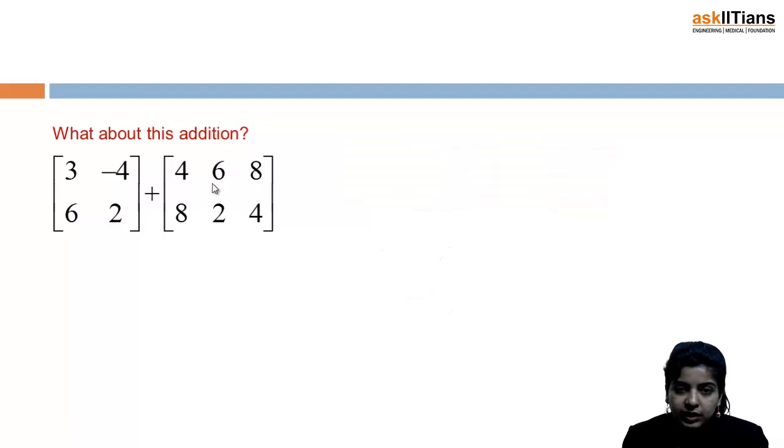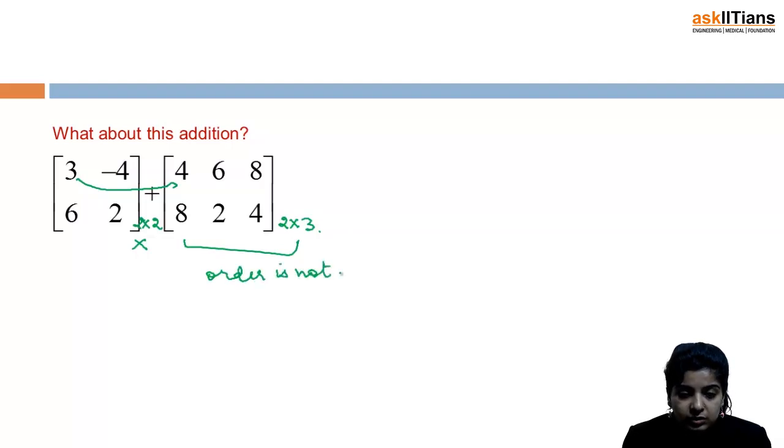Now what about this addition? See, the mistake which most of the students commit here is that they start blindly adding the corresponding elements, which would be wrong. I told you the first thing that you need to check is the order of the matrices. This matrix is 2 rows 2 columns, so 2 cross 2 order, and this is 2 rows 3 columns. Since the order is not the same, we cannot add the two matrices, right? So these matrices are not conformable for addition.